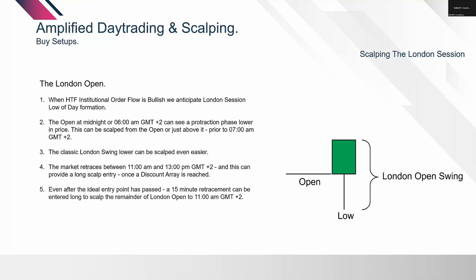The classic London swing low can be scalped even easier. The market retraces between 11 a.m. to 1 p.m., and this can provide long scalp entries once a discount area is reached. That's between 11 and 1 p.m. That has happened on USD CAD. Even after the entry point is passed, a 15-minute retracement can be entered long to scalp the remainder of London open to 11 a.m. So London open is crucial if you're going to scalp the market. London session is very important.